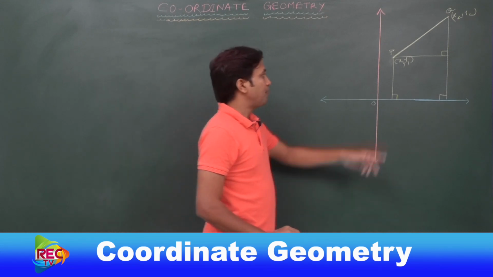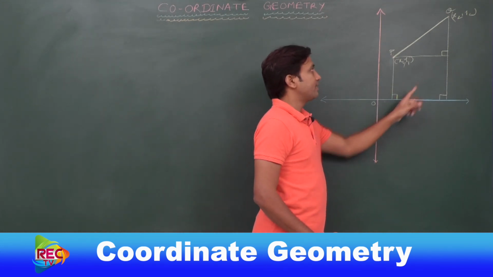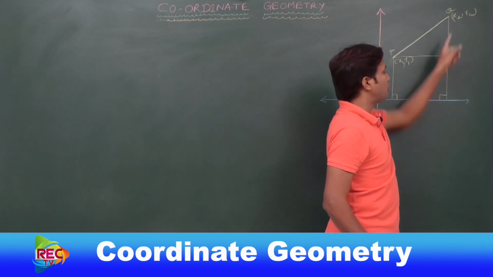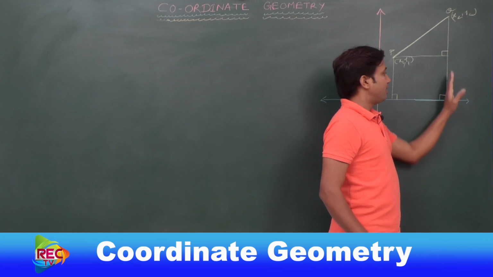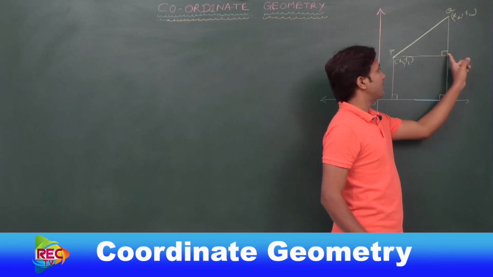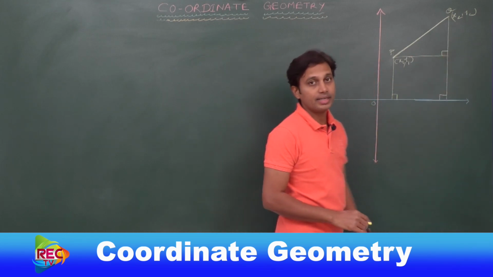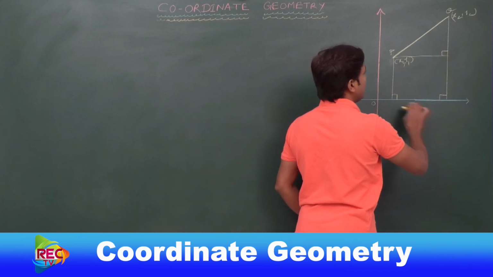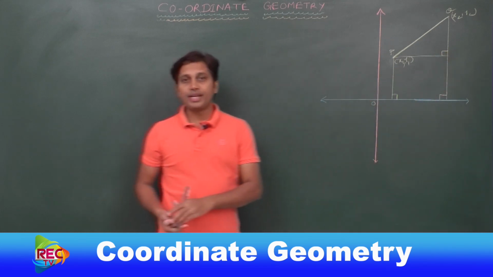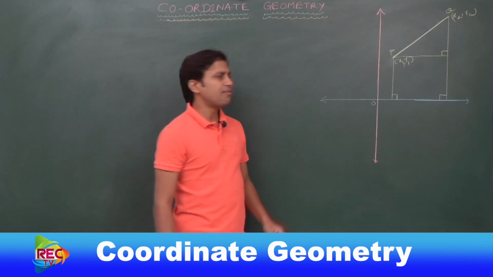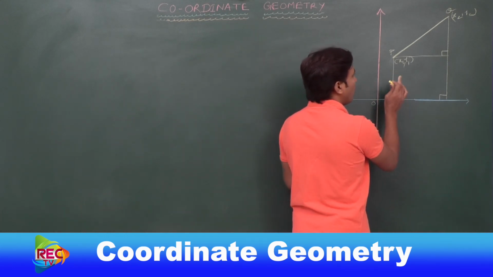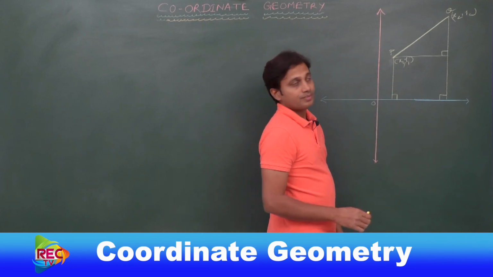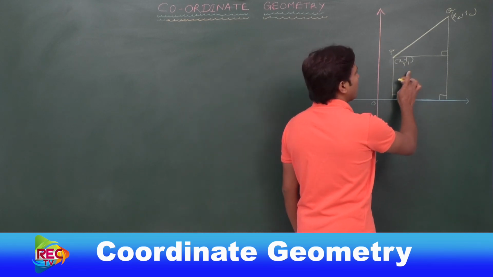Understood? One perpendicular from P to x axis, another perpendicular from Q to x axis, and another perpendicular from P to this line drawn to x axis. So you can understand that here three perpendiculars are drawn. Now what we need to do next? It's a very simple one. We need to understand what are the figures formed over here. Here two figures are formed.